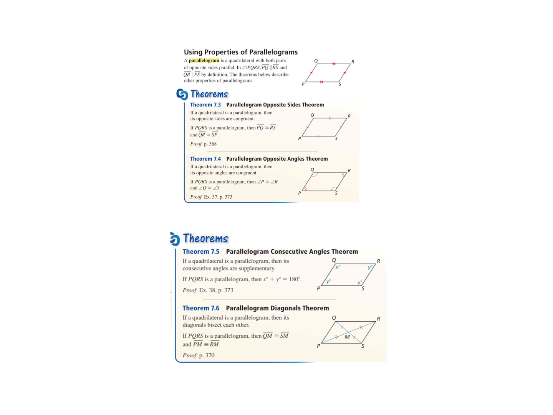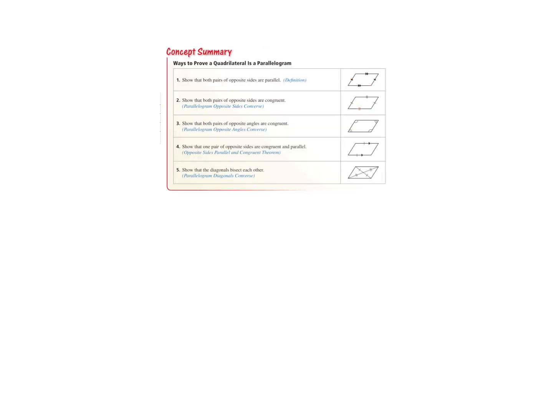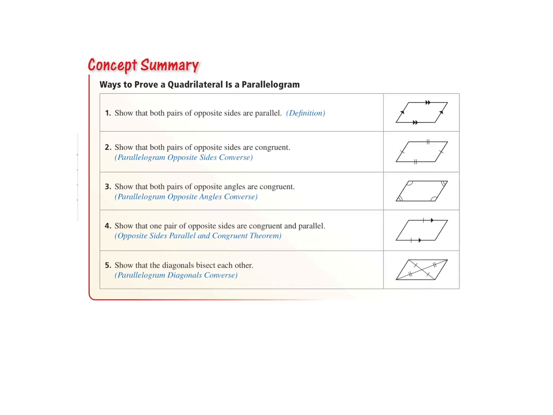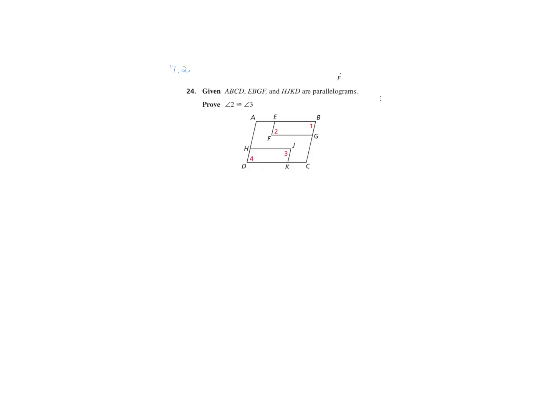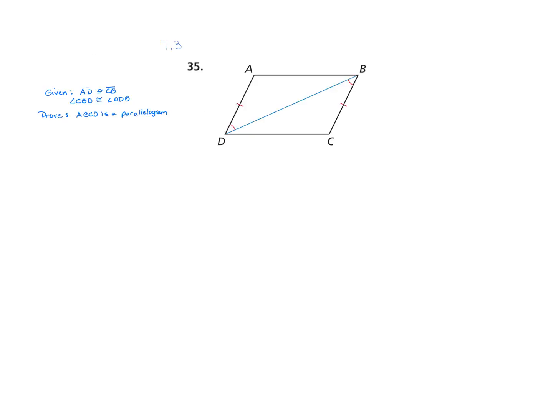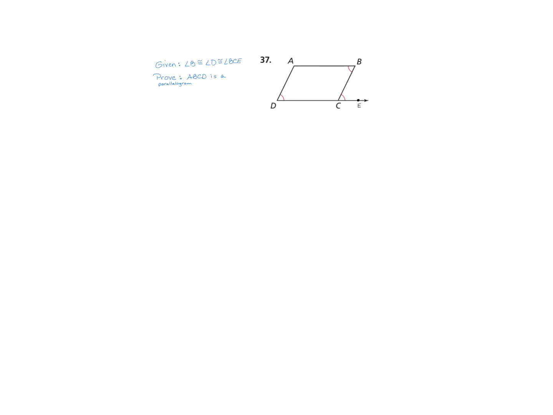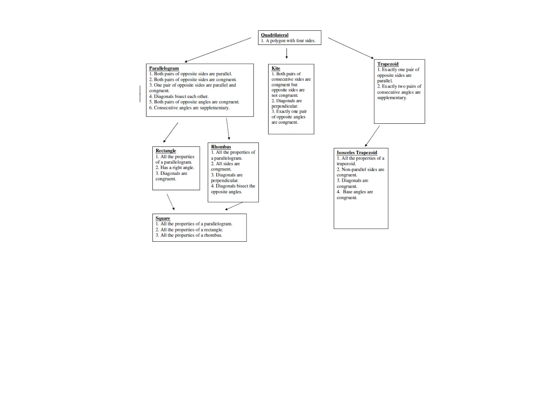Okay, so the next slide has the properties of parallelograms. The first thing was the definition, and then we learned these 4 theorems talking about opposite sides, opposite angles, consecutive angles, and then the diagonals. Then the next one is the 5 ways to prove that a quadrilateral is a parallelogram. And then the next 3 slides are proofs. I want you to attempt these proofs on your own, and then on Monday, I'm going to work them out.